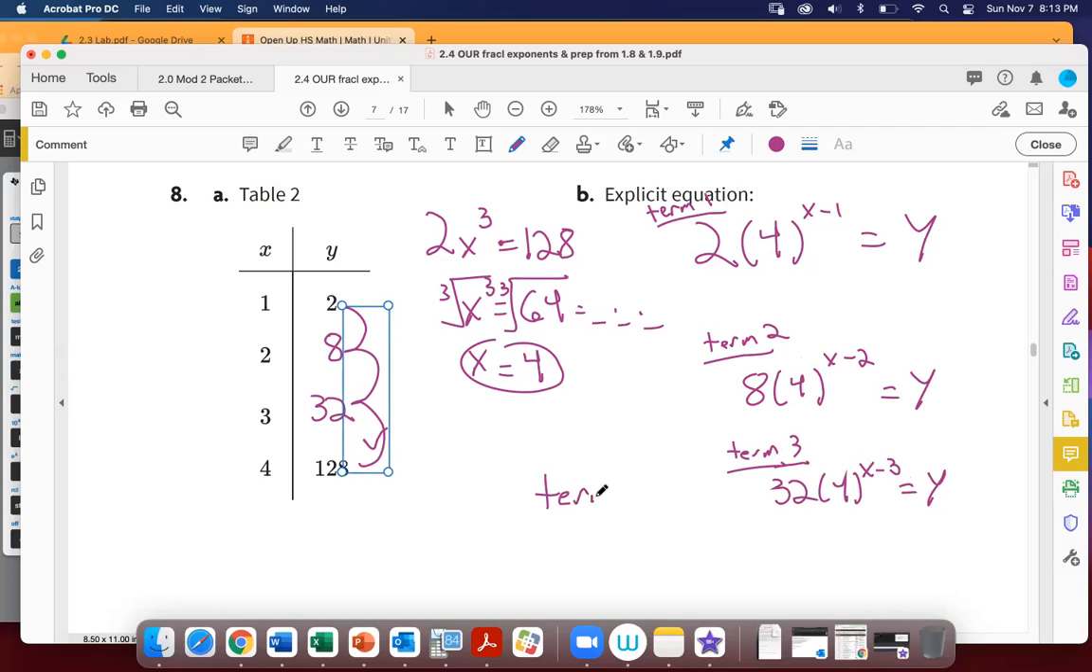And just because I'm on a roll, what do you think term 4 would be? We know it's multiplying by 4. We know that our exponent has to show respect to being the 4th term. So x minus 4 is there. And we start with 128 because that's our 4th term. So lo and behold, you have 4 different ways you could have written the explicit equation.